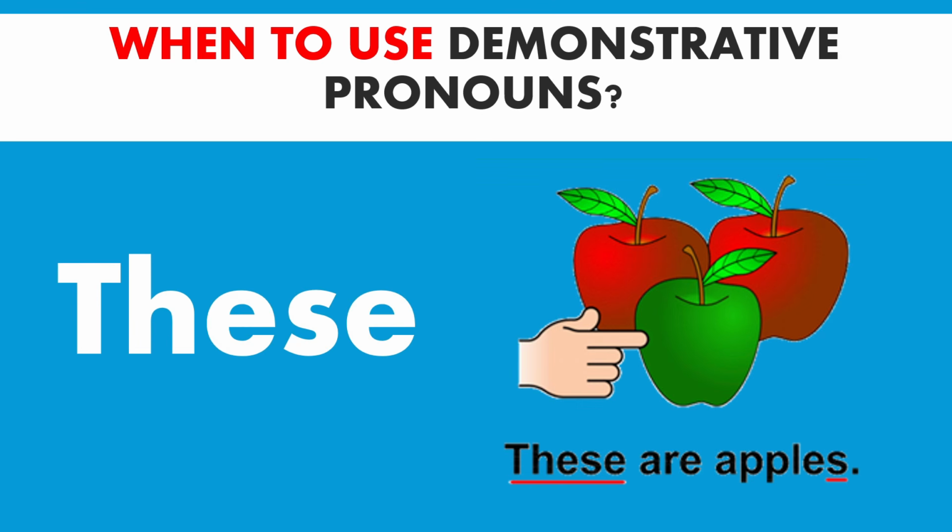How about these? These has the same meaning as this. The only difference is that when we use these, we are pointing at something where there is more than one. Question for you, how many apples can you see from the picture? It's more than one, right? It's 3. So, when we are pointing at something which is near to us, then we use these. That is why in the picture, the finger is pointing very near to those apples. That is why they use these are apples.